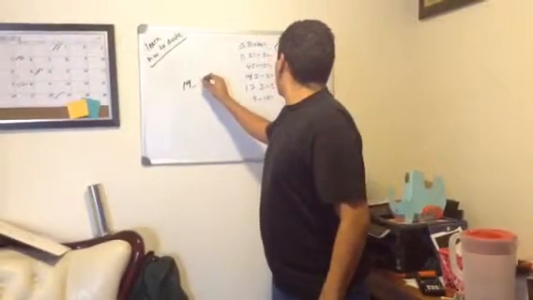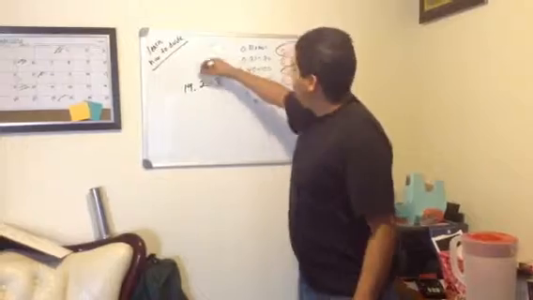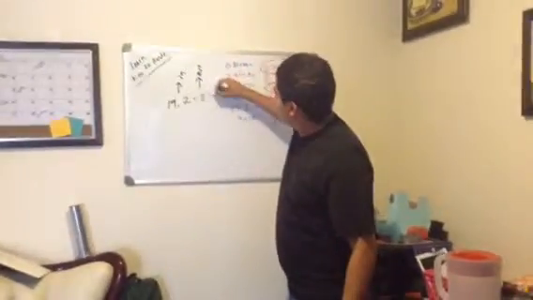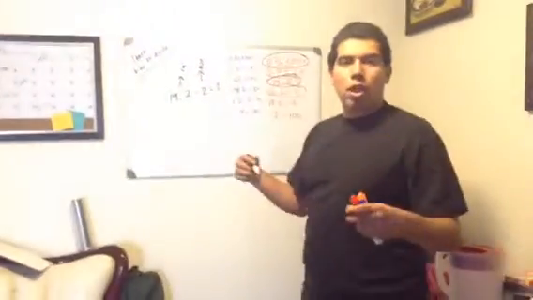So 19.2 divided by 2, in, out. Right? By now we should already know that.